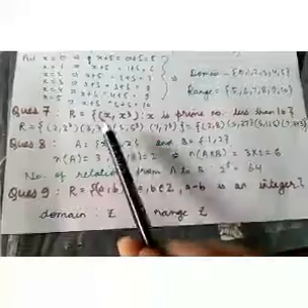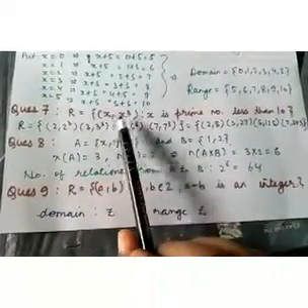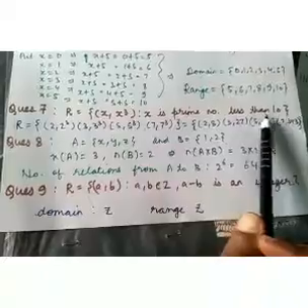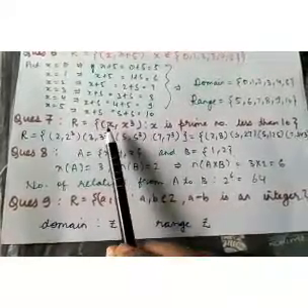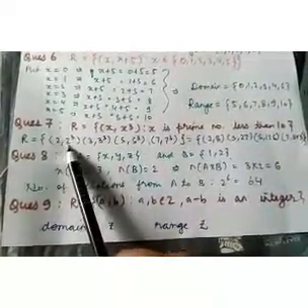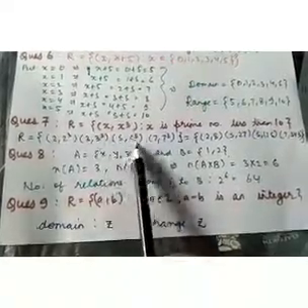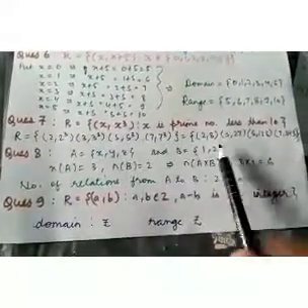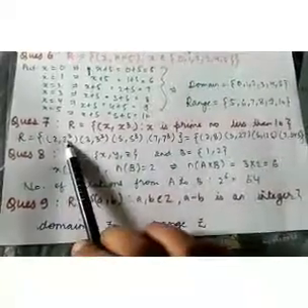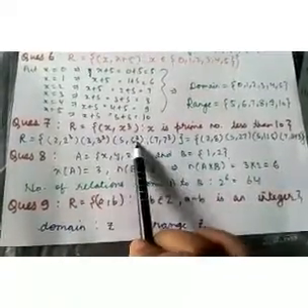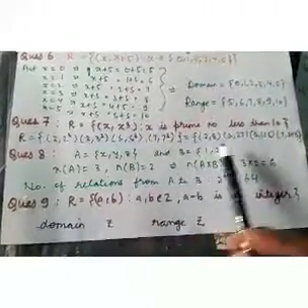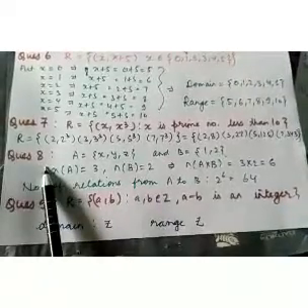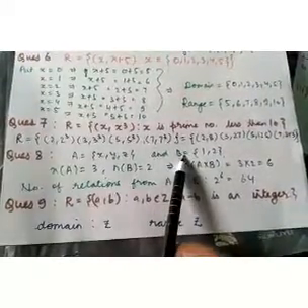Question number 7 is R is a relation with x, x cube where x is a prime number less than 10. We know that prime numbers less than 10 are 2, 3, 5, 7. Therefore the ordered pairs will be 2, 2 cube, 3, 3 cube, 5, 5 cube, and 7, 7 cube. We will write the value of these cubes. 2 cube is 8, this is 27, this is 125, and this is 343. This way.